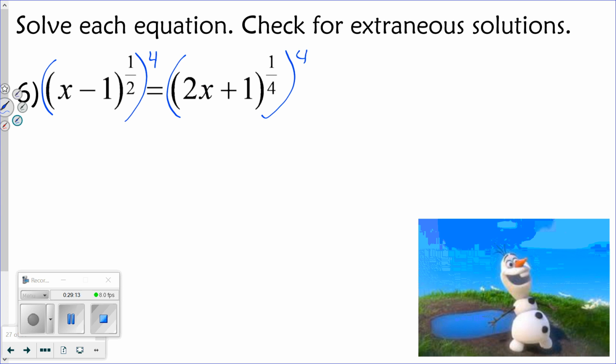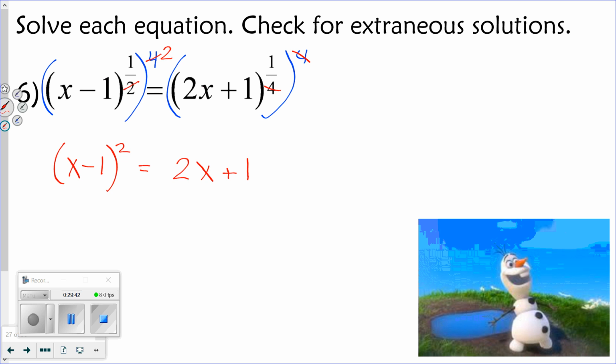Okay, so I've purposely, every time I've done this, crossed the things out, just to get that in your head. Because when I go to cross things out here, what happens? I cross out my 2, and this 4 becomes a 2. So I have x minus 1 squared. It's not a fraction, so I'm okay. And then on this side, 4 cancels, and I have just 2x plus 1.